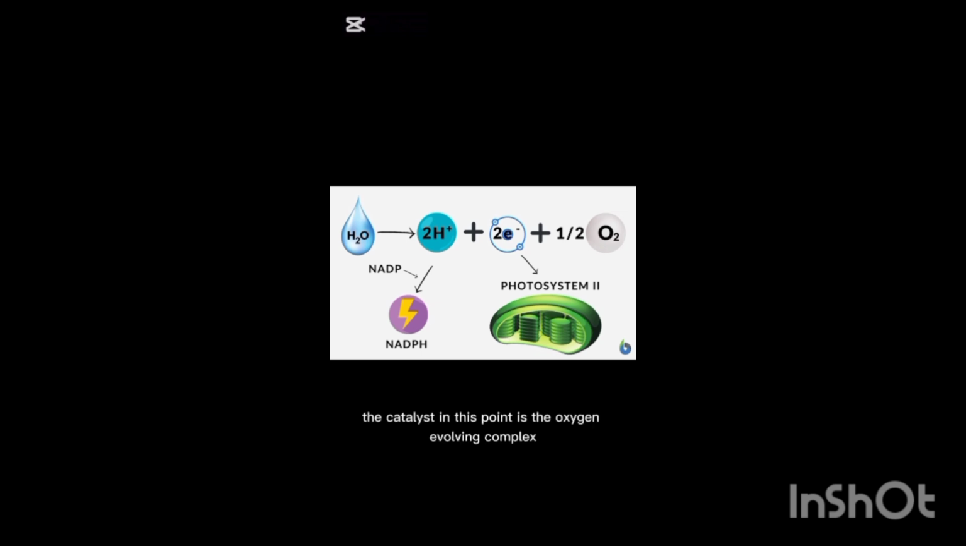The catalyst in this case is the oxygen evolving complex, which contains manganese and calcium and acts as the catalyst for the reaction. Mechanism: light energy excites chlorophyll, causing the oxygen evolving complex, which is the catalyst, to break water molecules down into protons, electrons, and oxygen.